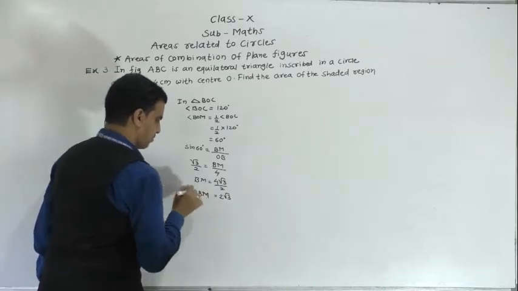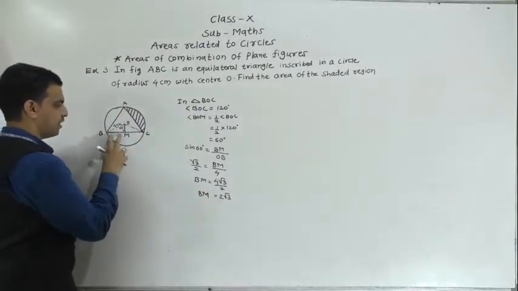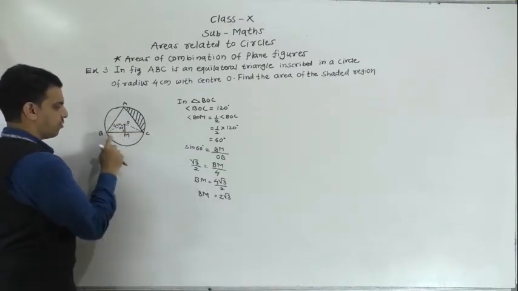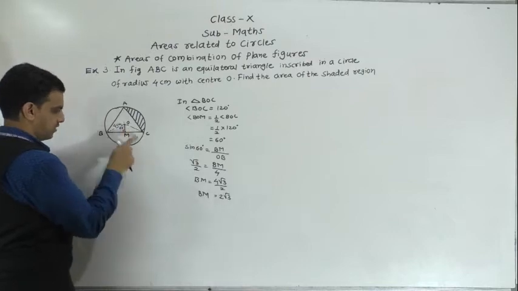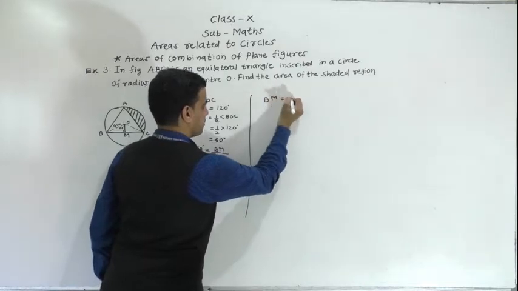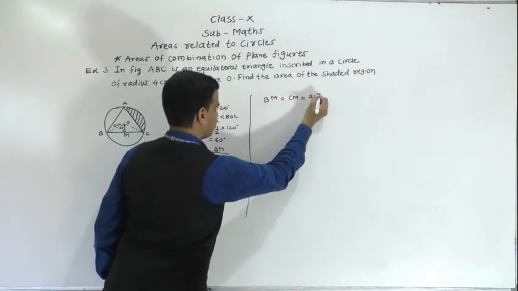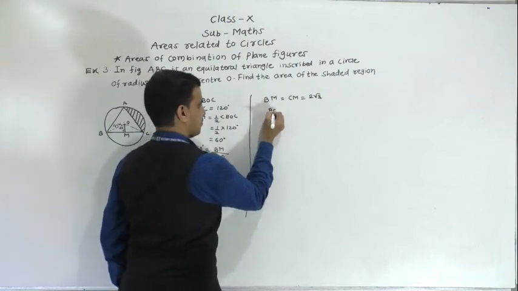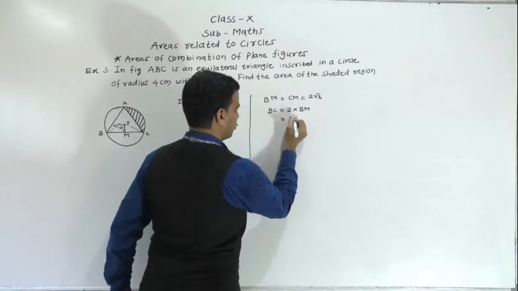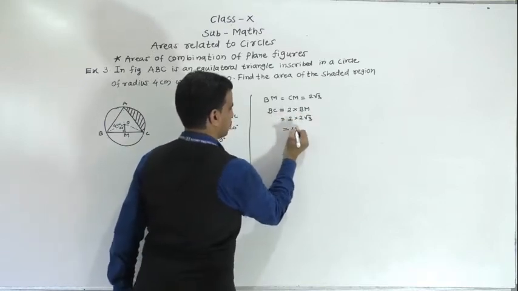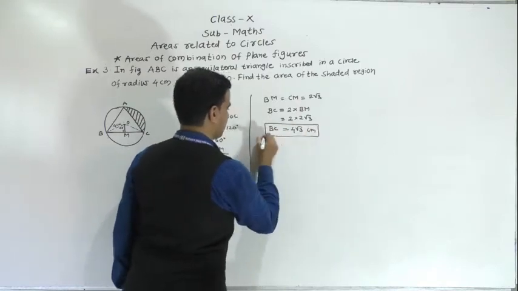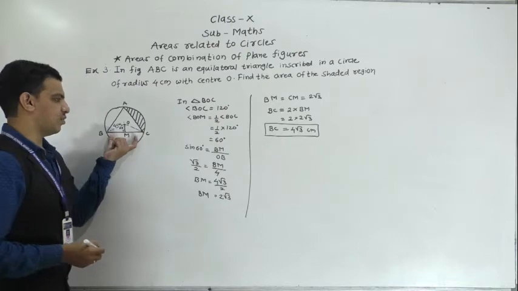So BM is equal to 2 root 3, and we know that BM and CM are equal because OM is perpendicular to the chord BC, so OM bisects the chord. Therefore BM is equal to CM, equal to 2 root 3. So BC is equal to 2 times BM, that is 2 into 2 root 3, so it is 4 root 3 centimeter. So BC is 4 root 3 centimeter, and this is the side of an equilateral triangle.